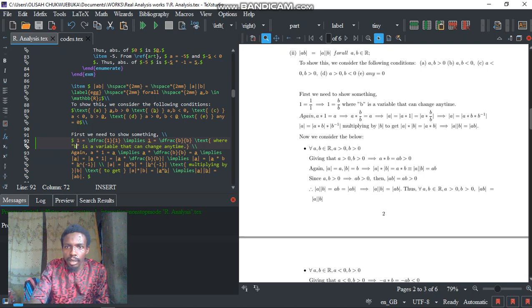Again, a times 1 is equal to what? Of course, we know that a times 1 is equal to a, which implies that a times b over b is equal to a. And that is correct. So the absolute value of a is also equal to the absolute value of a times 1, which is equal to the absolute value of a times b over b.